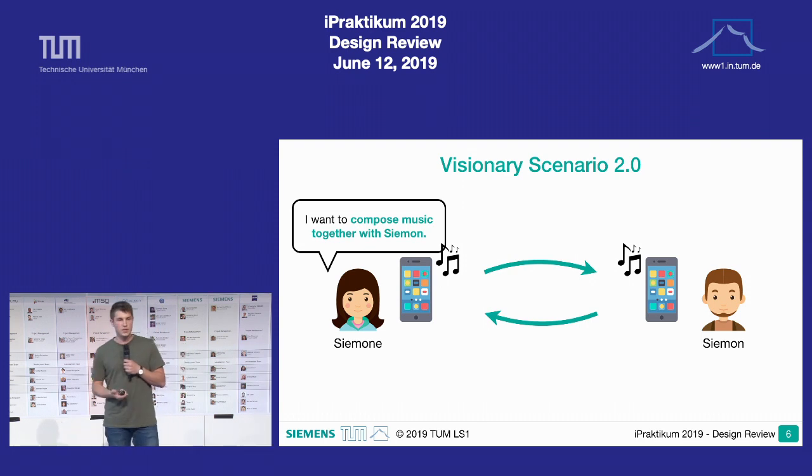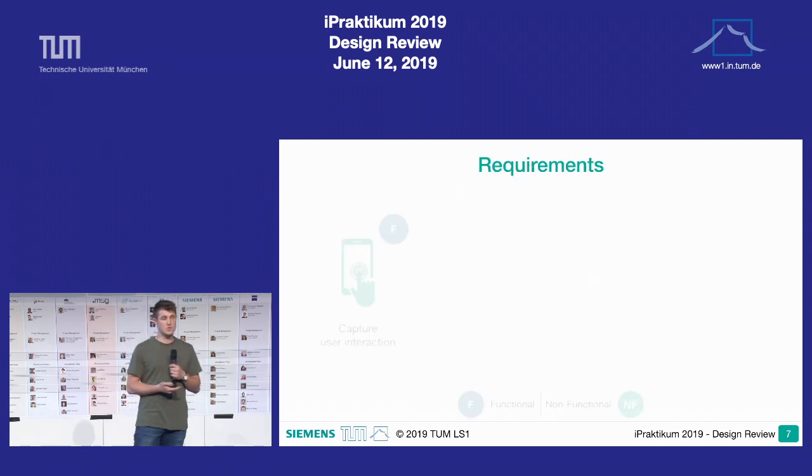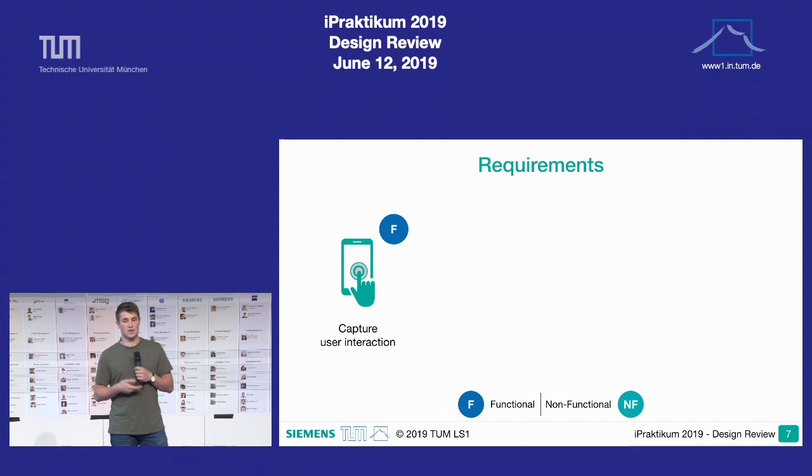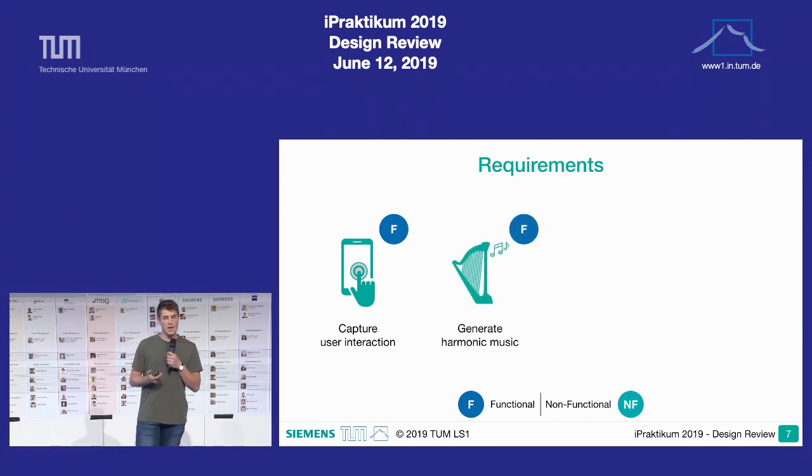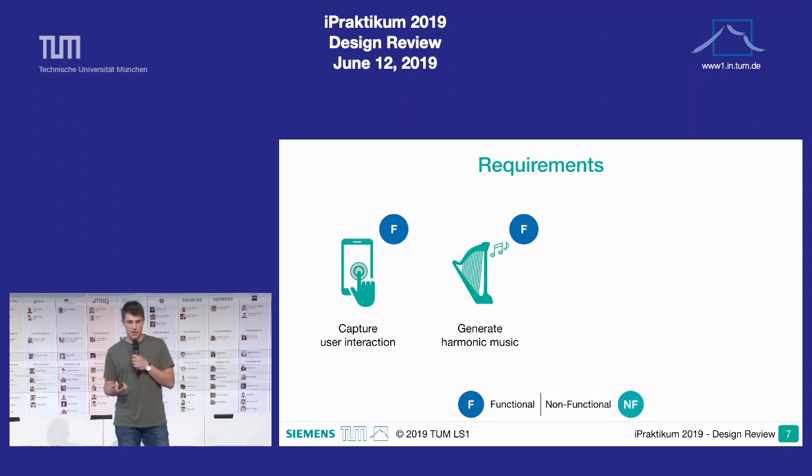So in order to reach these goals, we have to fulfill and meet certain requirements. And therefore, first, we have to capture user interaction. This can be various types like motion, touch, or also gestures, for example. Another functional requirement we want to meet is that our app should be able to generate harmonic music. So it should sound good what comes out of the speakers.